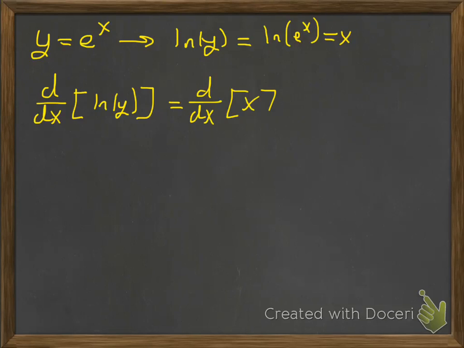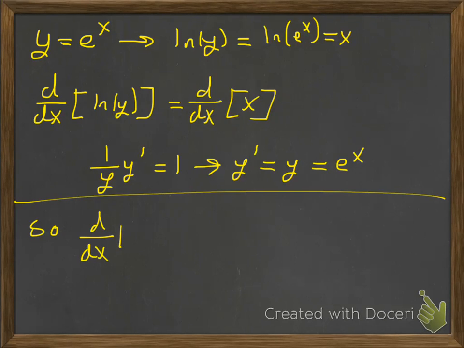Okay, and so derivative of ln y is 1 over y times y prime. Derivative of x is 1. Y prime is equal to y, which is e to the x. So the derivative of e to the x is e to the x, so that's a nice, easy derivative to take.